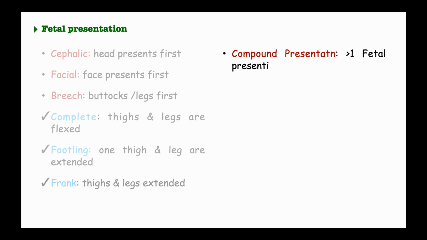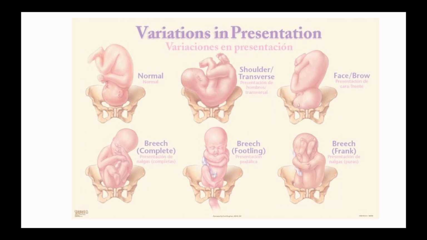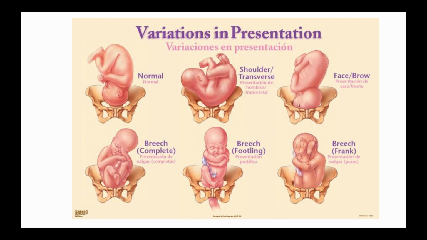Now we also have compound presentation, in which there is more than one fetal part being presented, and so the fetus can present with either the hand or the feet, which is a very difficult presentation. Then we have the last one, the shoulder presentation, in which the fetus presents with the shoulder as the leading presenting part. Now, these are the various presentations that we just looked at.